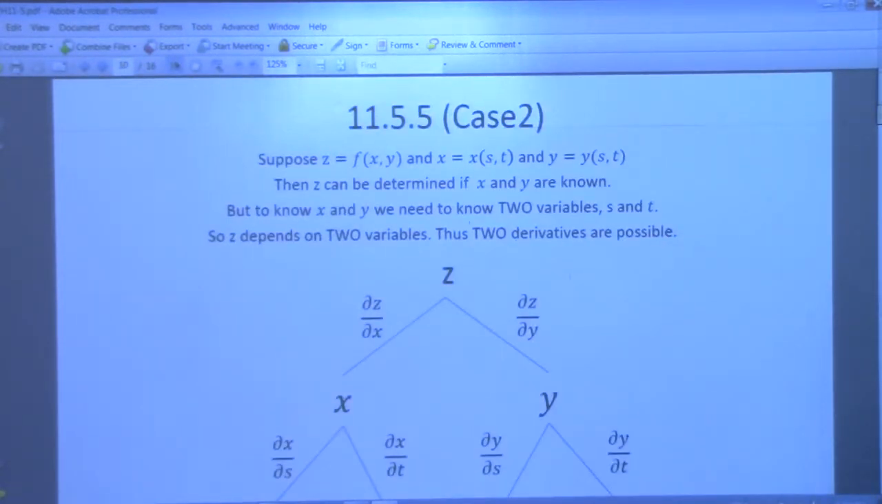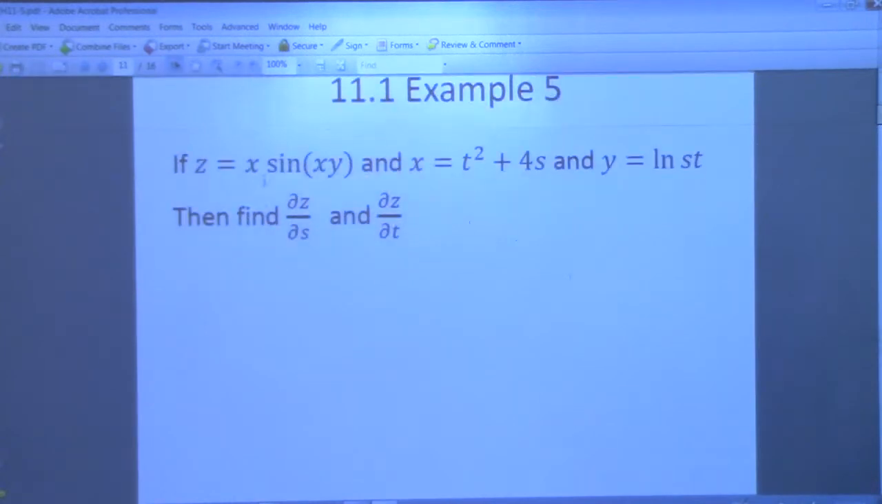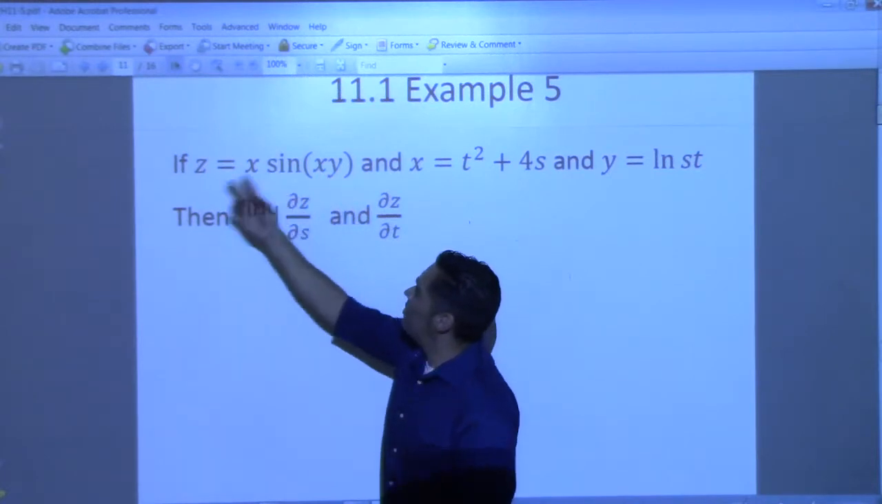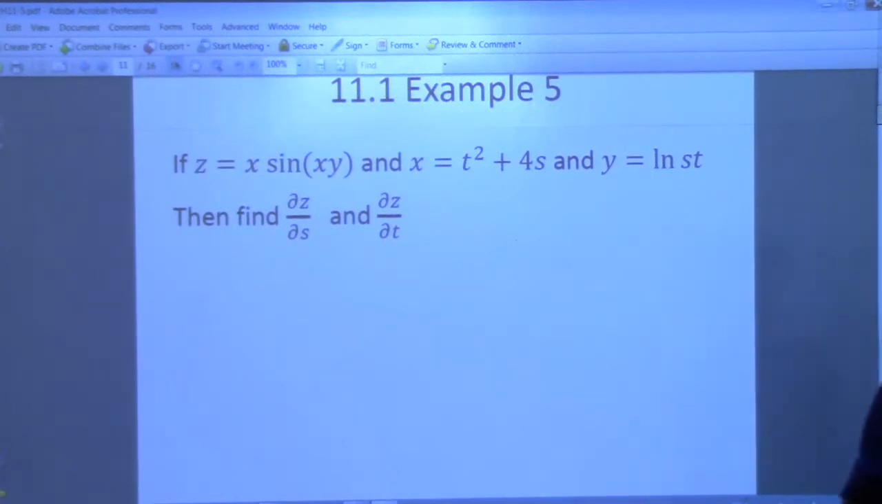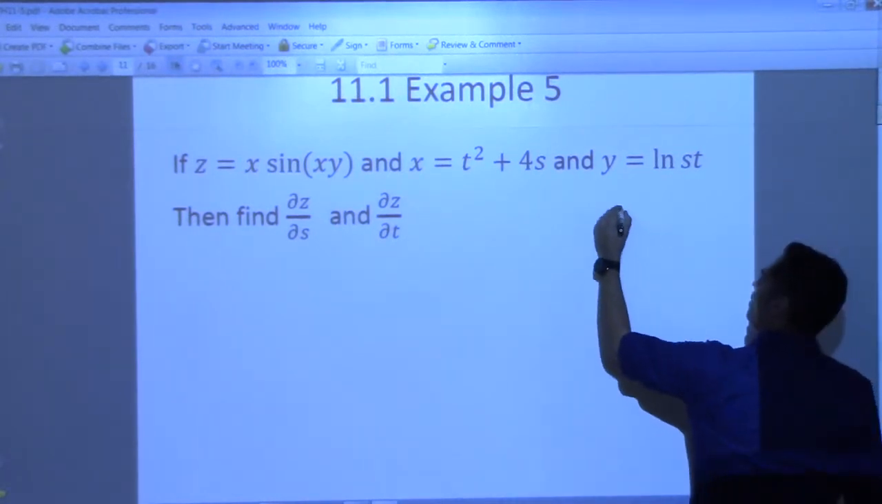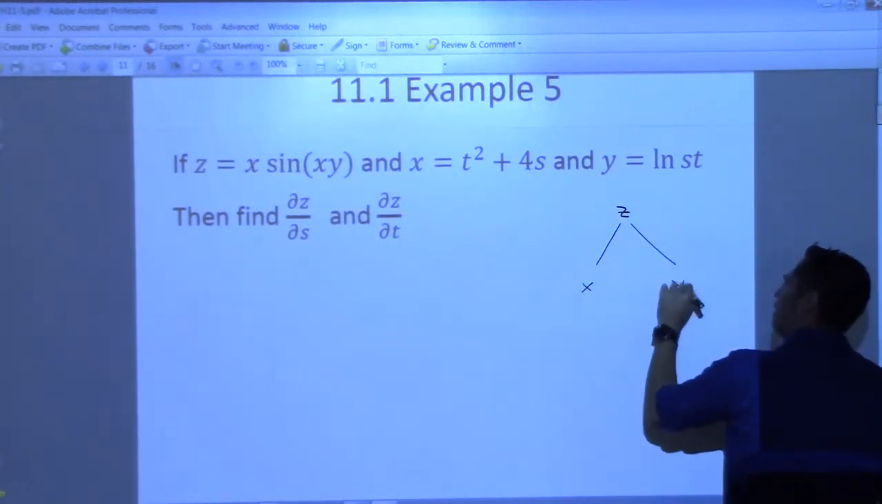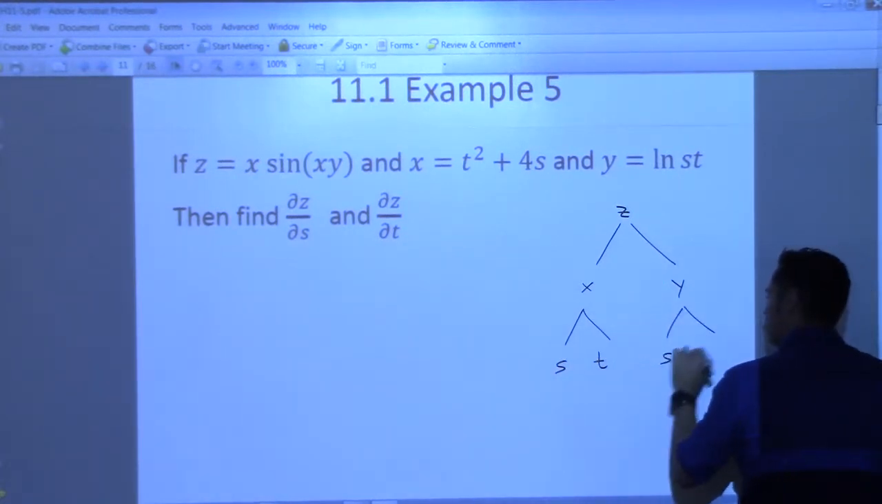So what do you think we do now? We just start getting crazier and crazier with this, okay? So imagine now we have that same z equal to x sine of xy. So z depends on x and y, right? But now look at x and y. What do x and y depend on? S and t. Not just t, s and t. So if I draw a picture, I've got z at the top, and z depends on x and y, but x depends on s and t, and y depends on s and t. See that?